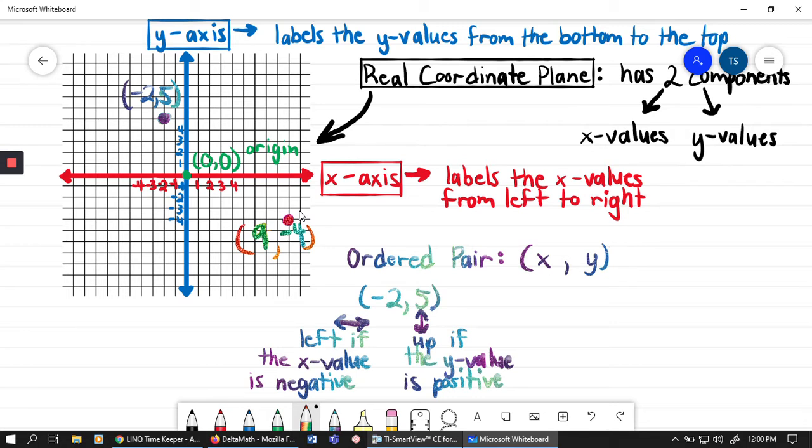So again, for this particular point that you're seeing right here, this coordinate here is 9, negative 4. Because from the origin, you had to go right 9 and down 4 in order to get to this particular point. But again, it is just one point, even though it has 2 components.